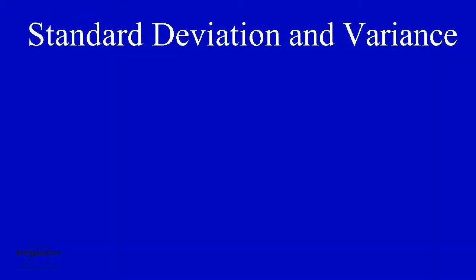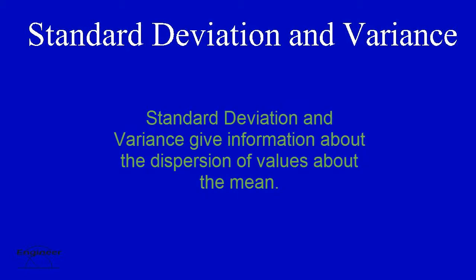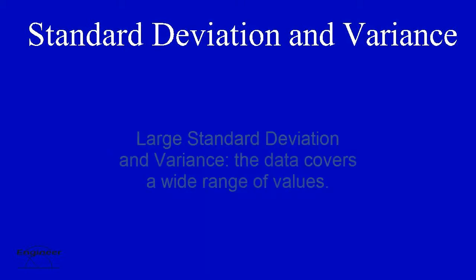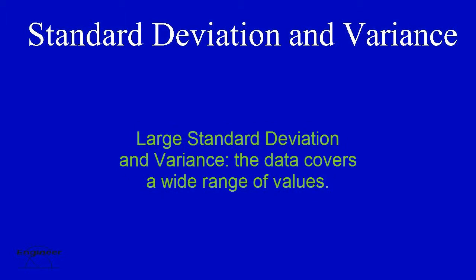Now we will move on to standard deviation and variance. Standard deviation and variance give information about the dispersion of values about the mean. A small standard deviation and variance conveys that the data values are close to the value of the mean or clustered around the mean. Similarly, a large standard deviation and variance convey that the data covers a wide range of values.